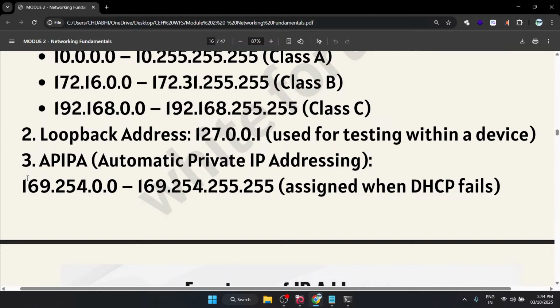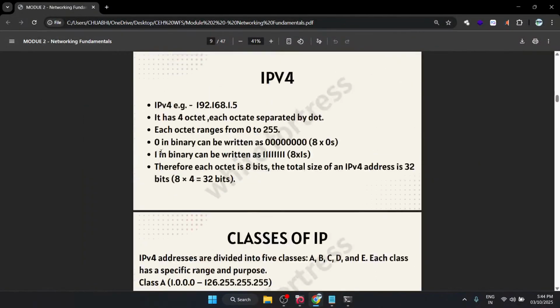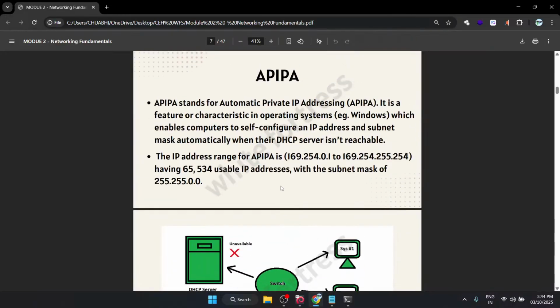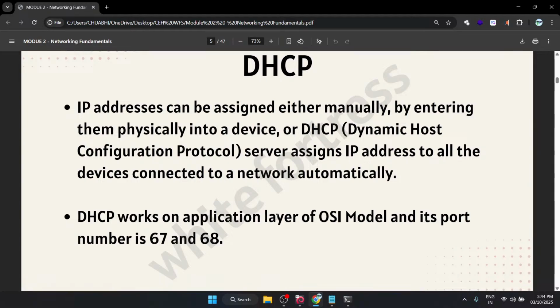Now this has got another range, 169.254.0.0, and here also 169.254.255.255. When the DHCP fails to assign the IP address, then this APIPA comes into play. We already talked about all that in the last video lecture. You can check that out. And there is one more thing. DHCP works on the application layer of the OSI model. In the upcoming lecture, this is a very important topic, OSI model, and its port numbers are 67 and 68.